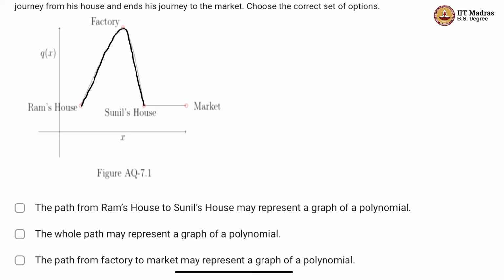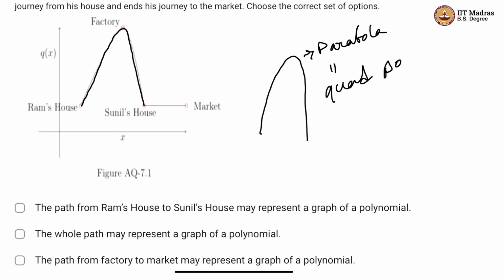So clearly, this path is a parabola, right? And a parabola is nothing but a quadratic equation. This is a parabola, which is nothing but a quadratic polynomial. Okay, so this will be a graph of the polynomial. Clearly, the whole path may represent the graph of the polynomial.